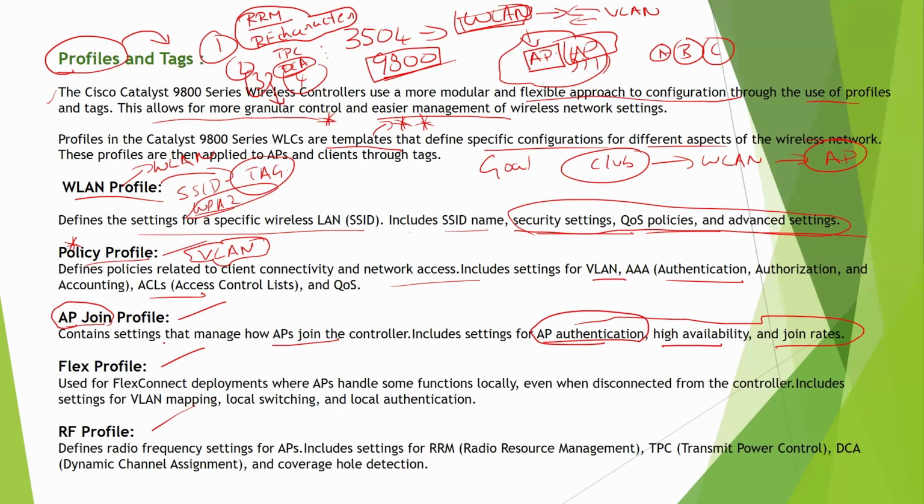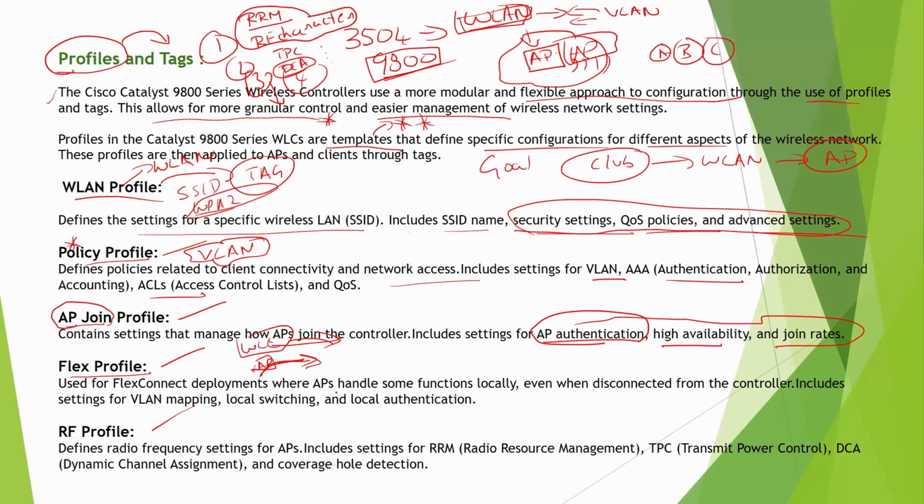So all these things are in this particular profile, that is the AP join profile. Then we got the Flex profile. The Flex profile is for the FlexConnect deployment. If you remember in the previous sessions, I told you either the lightweight access point can route the data traffic, or else the WLC itself can route the data traffic. If you use the Flex profile, the AP is capable enough to route the traffic to the wired network. So that's the Flex profile. Whatever configuration is required for routing the data traffic through the AP comes under the Flex profile.